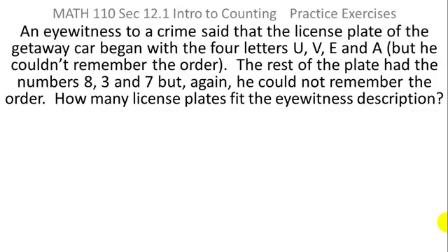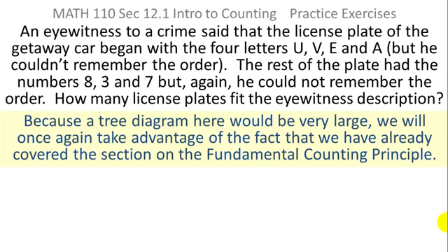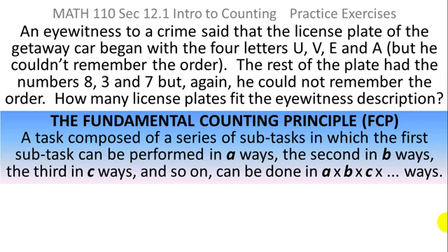This is a standard problem with the fundamental counting principle, and the tree diagram would be very large. So once again, we're going to go to the fundamental counting principle. It tells us if we can break the task down into a series of subtasks and count the number of ways those subtasks can be done, then we just simply multiply those counts together to get the total number of ways the entire task can be done.